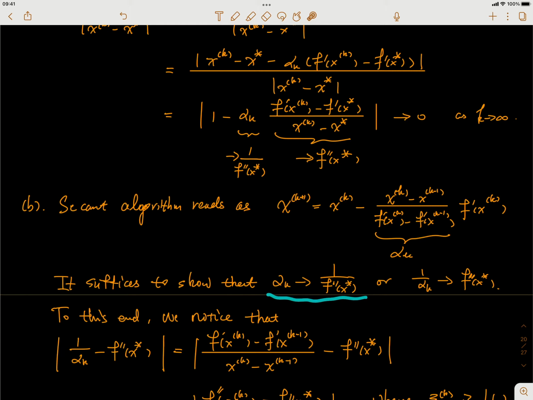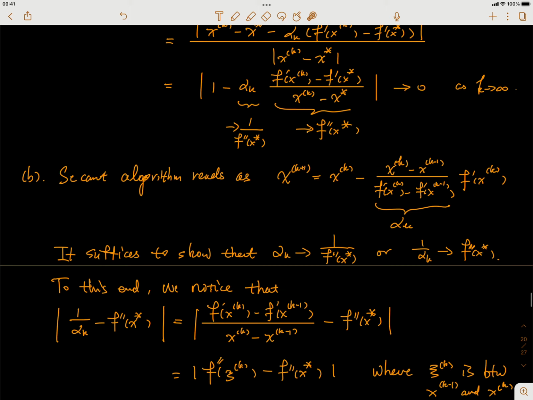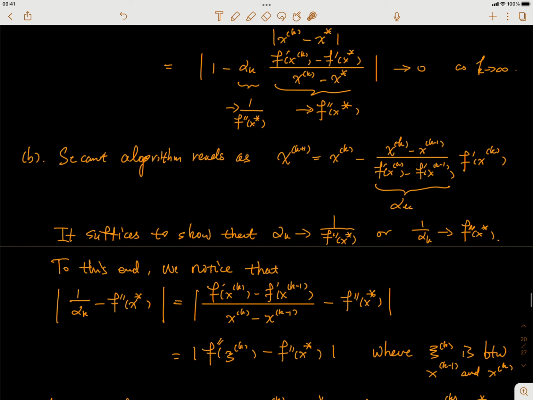If we can show this alpha k converges to 1 over f double prime at x star, then we will have the result from part A, right? If we can show that, then we have the condition in part A, and then we can use the result in part A, which says that this algorithm will converge with order at least 1, or it's superlinear. Okay, so the only thing that we need to do is to show that this alpha k converges to that, or 1 over alpha k converges to f double prime of x star, just putting a reciprocal on each of them.